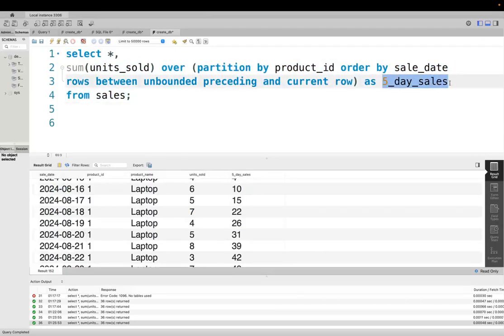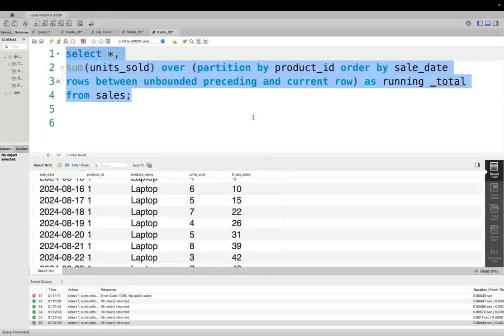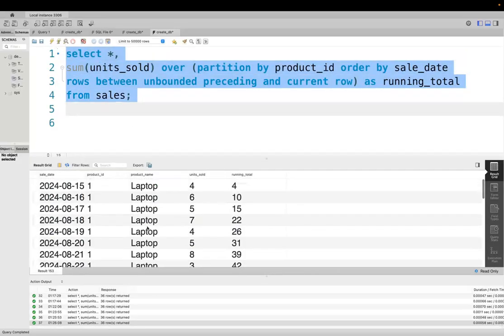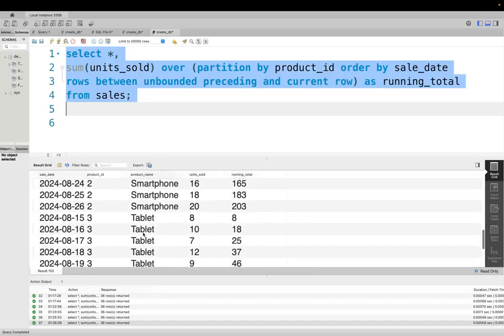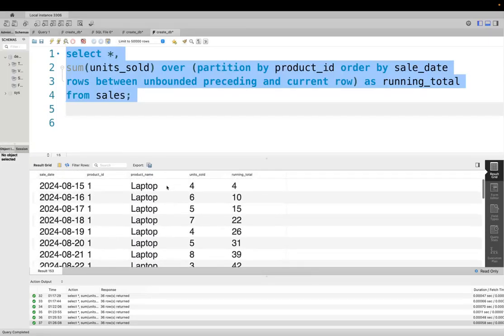Now I should say this is not 5 day sales but running total. Okay. Now you see this for laptop, right? Partition by product ID. So laptop is together, smartphone together, tablet together. For laptop, it has sorted based on sale date. Now, how many units sold on 15/4? How many units sold till 16th? So if you are on the second row, rows between unbounded preceding means the first row in this group, which is this one, and current row.